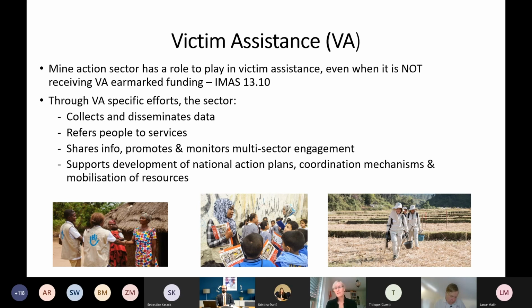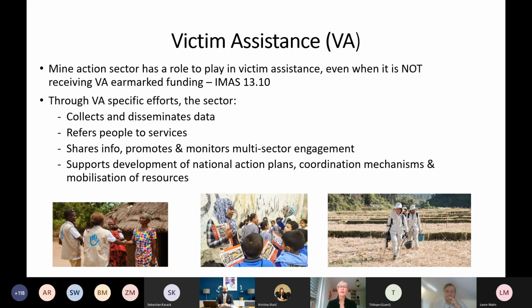Now, the activities that are described in IMAS 1310 are referred to as victim assistance specific efforts. Of course, it needs to be said that certain operators, and HI is one of them, also engage in the delivery of so-called victim assistance services, whether rehabilitation or mental health and psychosocial support, either directly or through implementing partners. Most operators don't do this, though.